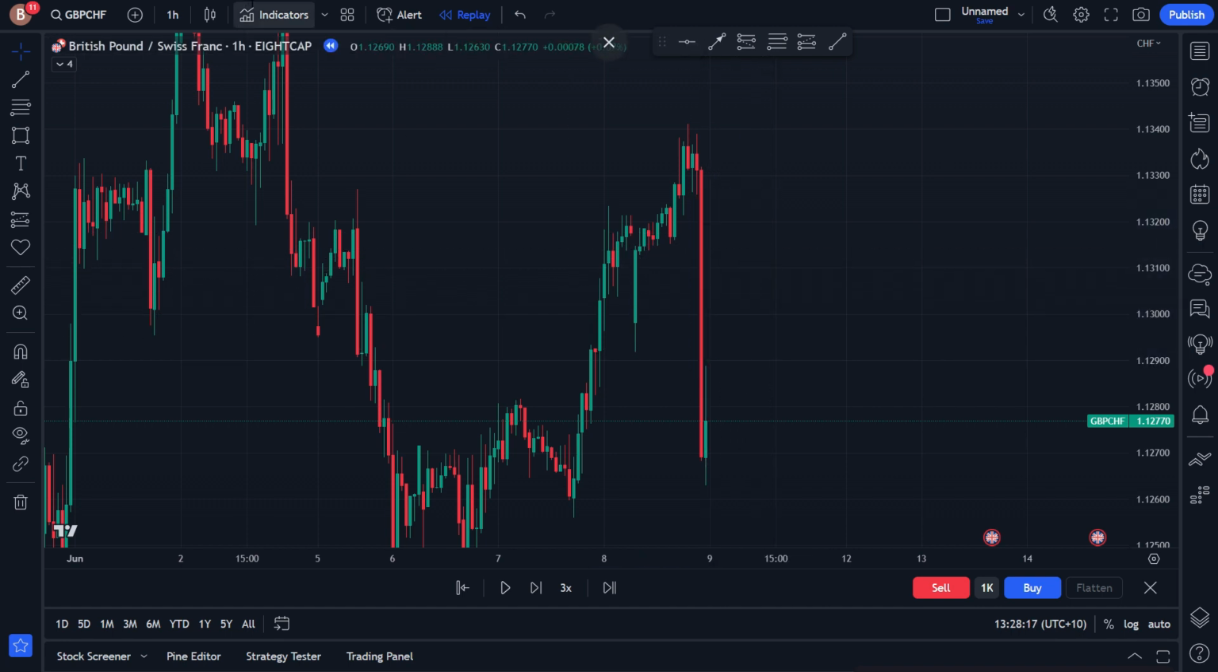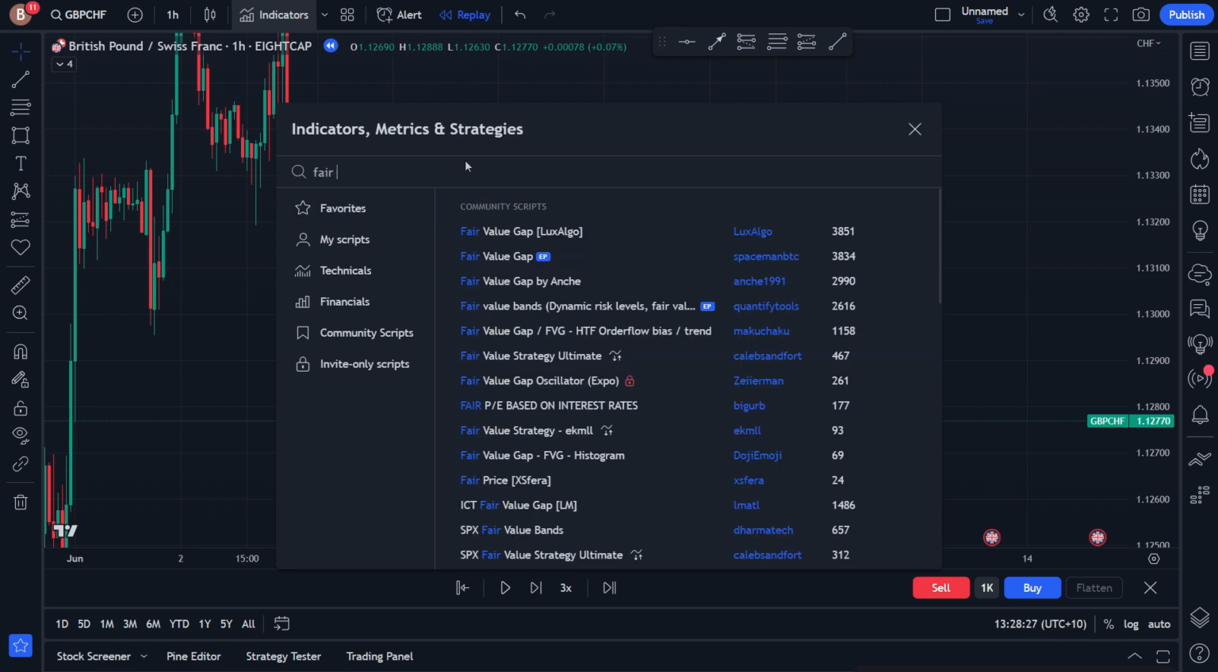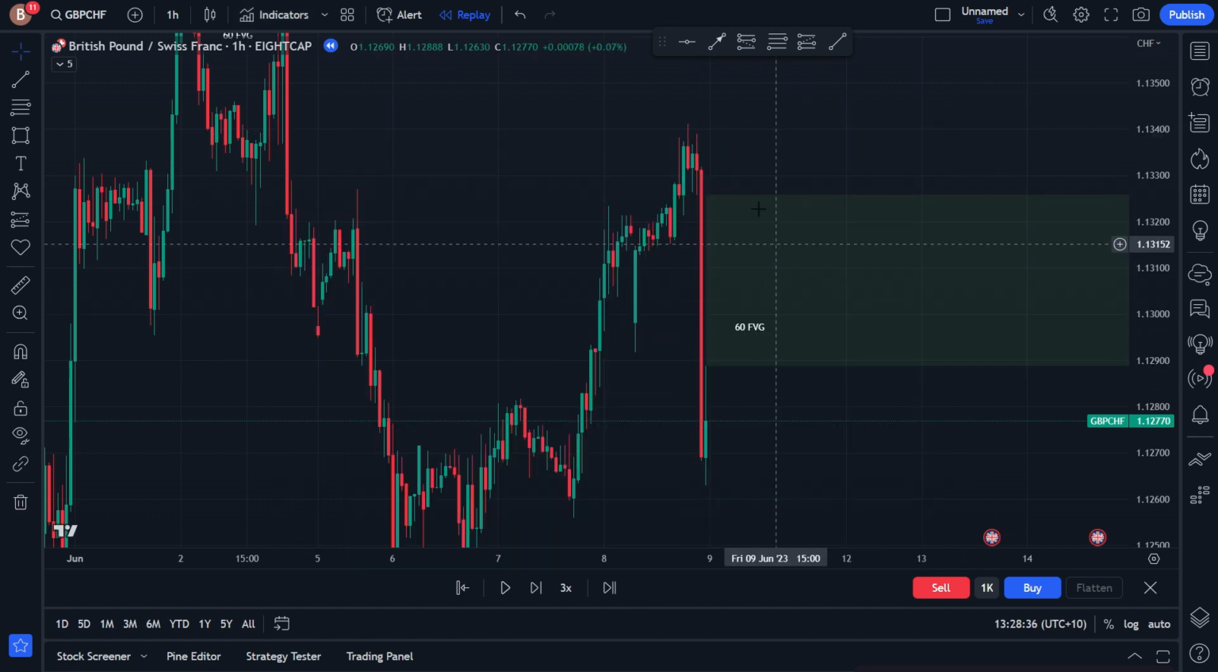Really easy to see. Now there is one super simple way. Remember, we don't BS here. We just want to make it as easy as possible. If I get indicators on and I go fair value gap, don't pick this top one, pick the EP. That's editor's pick, right? Fair value gap by Spaceman BTC. What you're going to see is, bam, a fair value gap right here. So that is how we are going to be looking at it.